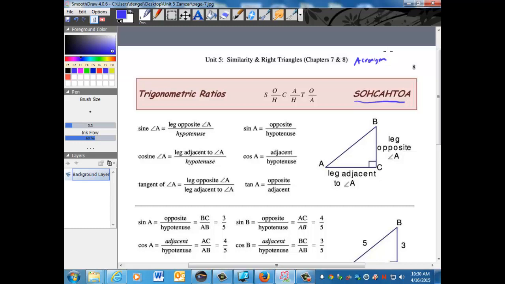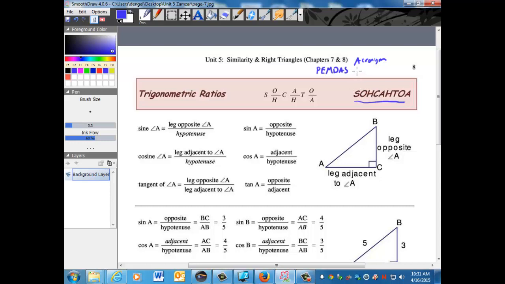And what an acronym is, if you can think back, probably in 6th, 7th, or 8th grade, we learned about PEMDAS, okay? And PEMDAS is an acronym. P stands for parentheses, E stands for exponents, M multiplication, D division, A addition, S subtraction, okay? And so that's the same thing that we have with SOHCAHTOA.